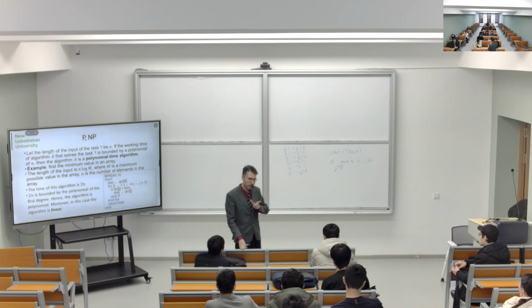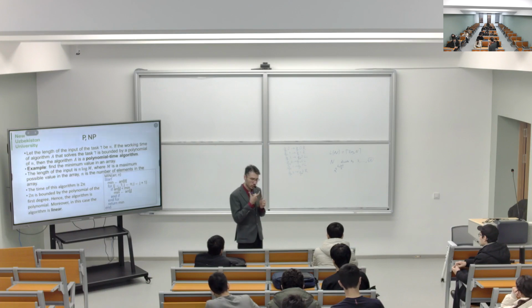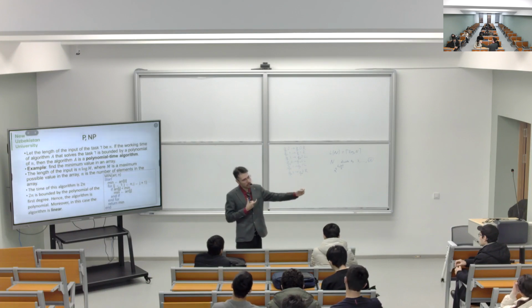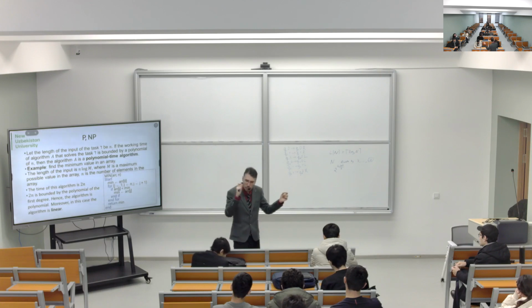Because the length of the input is the length of the number times how many numbers there are in the array. And the amount of numbers in the array is our n. That's why we could say big O of n. Why didn't we say big O of n squared? Big O of n log n.